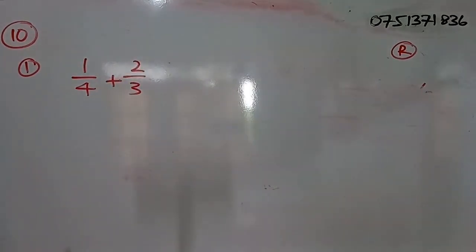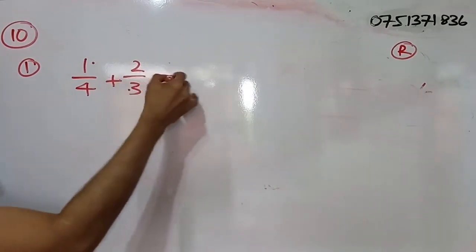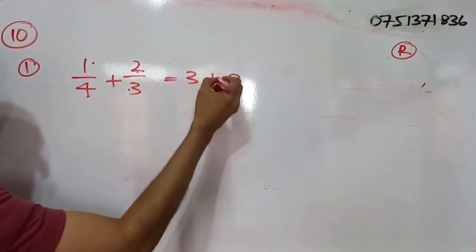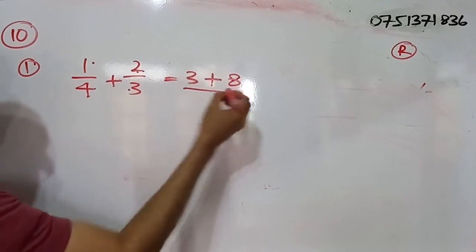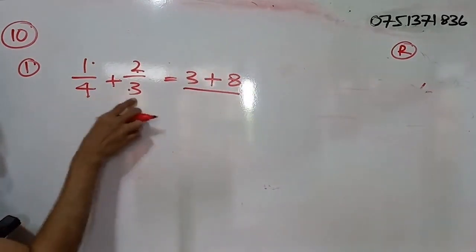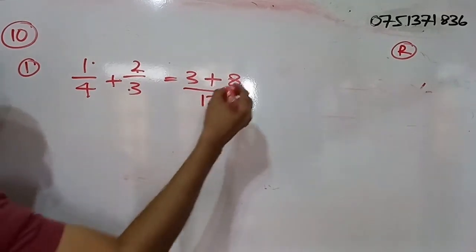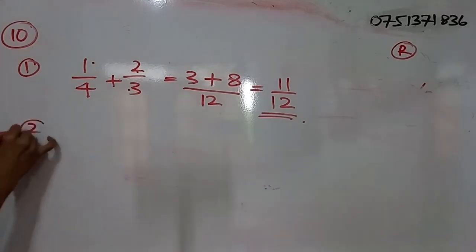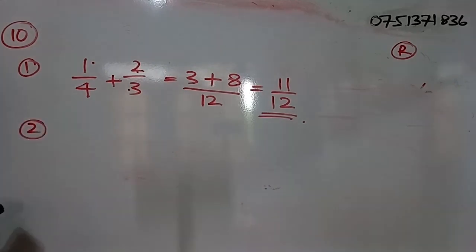So we can use a short method. 1 times 3, we get 3. 4 times 2, we get 8. Then we have to add them together. 3 plus 8. Then what will be the denominator? 4 times 3, that is 12. So we get 11 by 12. Then part 2. What fraction of the whole journey remained for him to travel by the 3-wheeler?